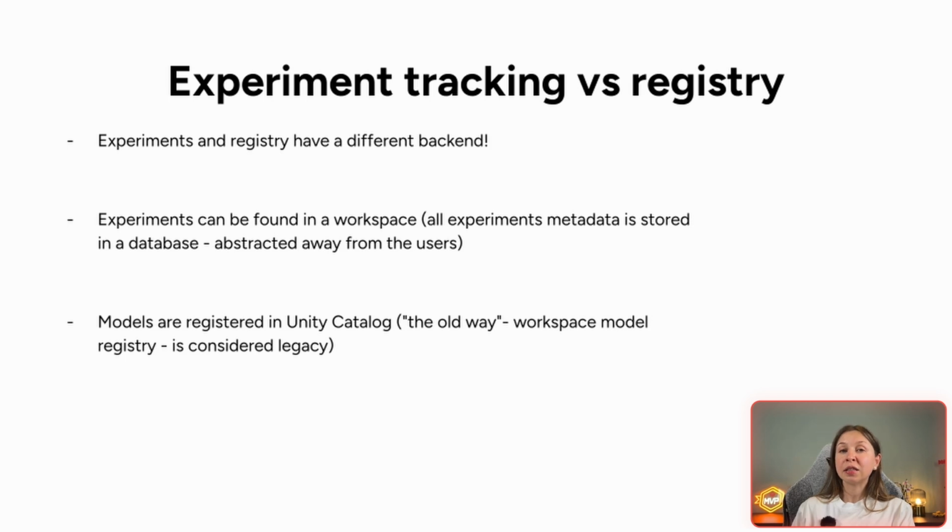Experiment tracking and model registry have different backends. Experiments can be found in a workspace, while models are registered in Unity Catalog. There is also the old way of registering models in the workspace, but it is a legacy, and we are not going to cover that.